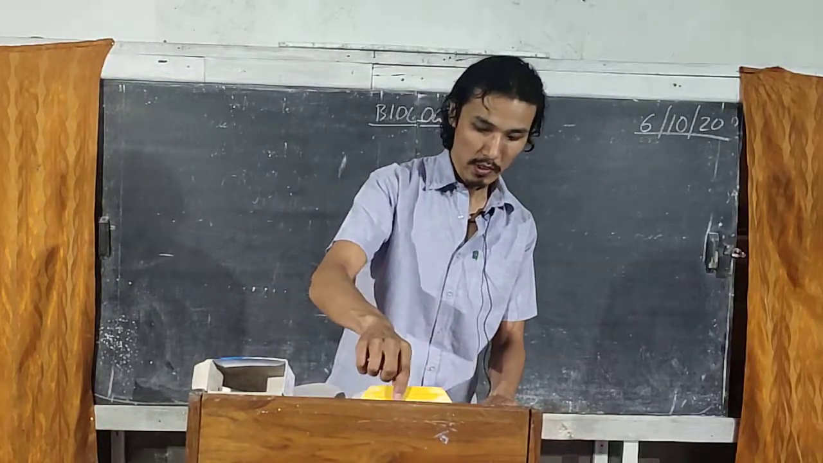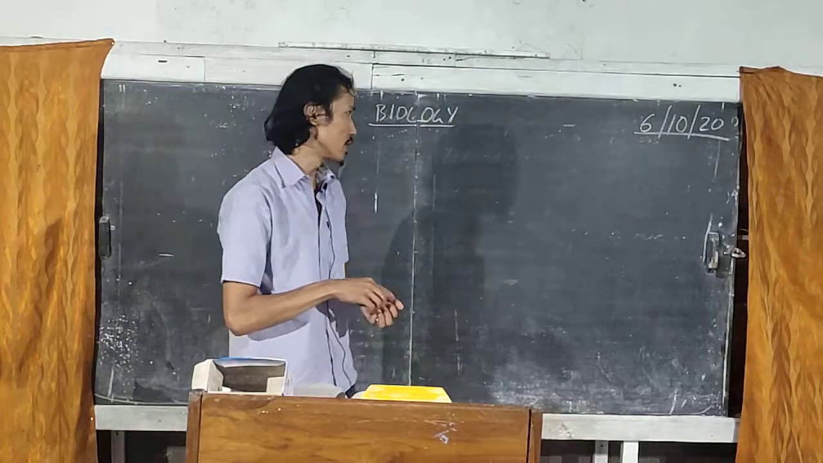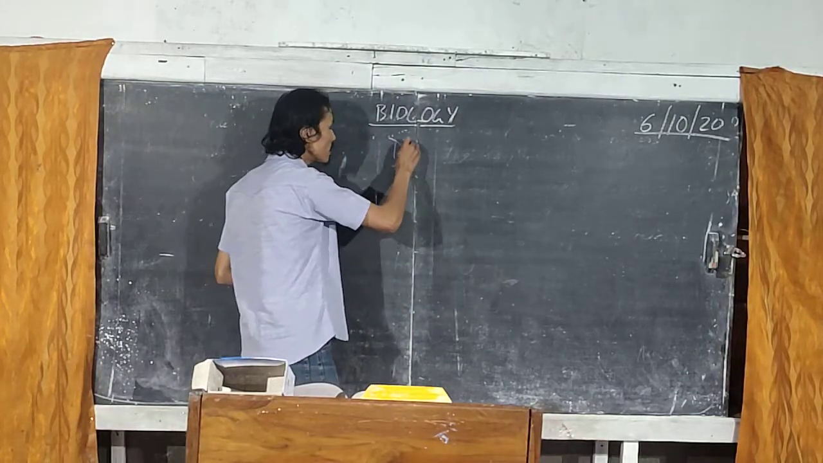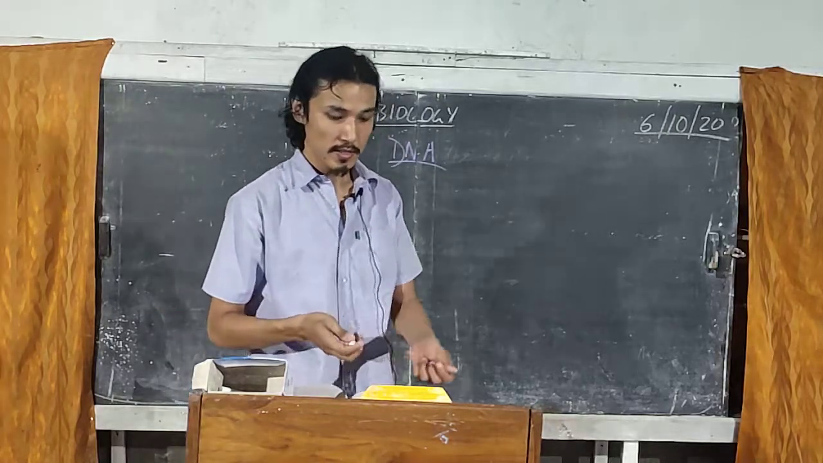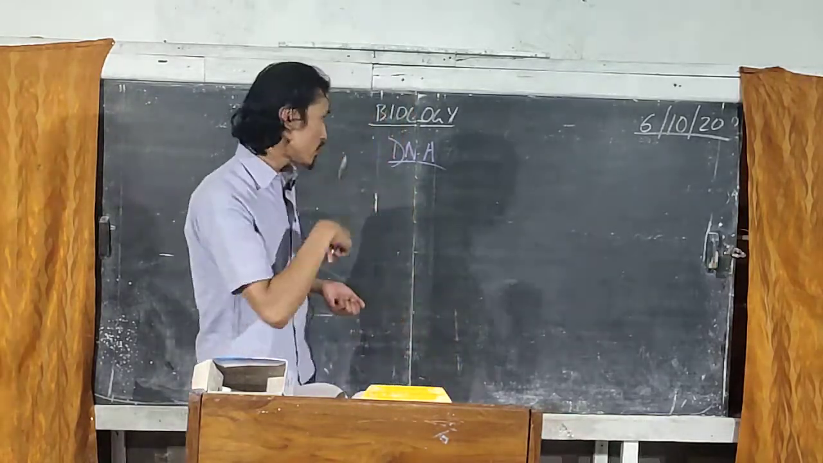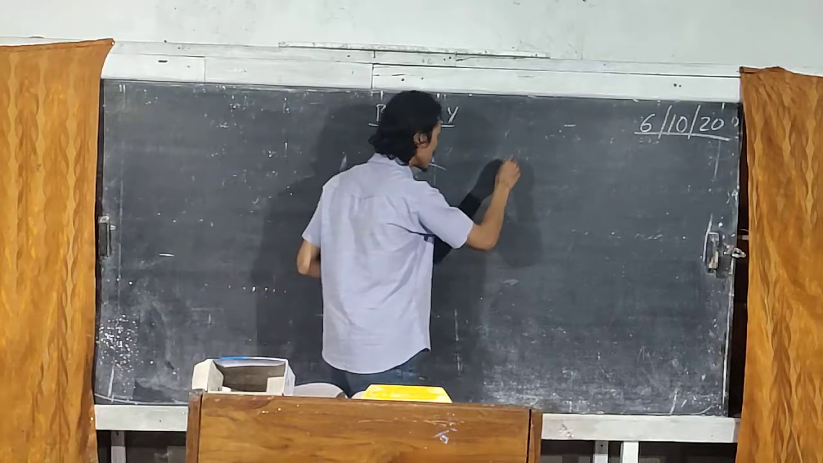So from the last time we know that the genetic material is obviously the DNA. So today we will be discussing the structure of DNA and DNA replication. When we talk about DNA, there are three components.